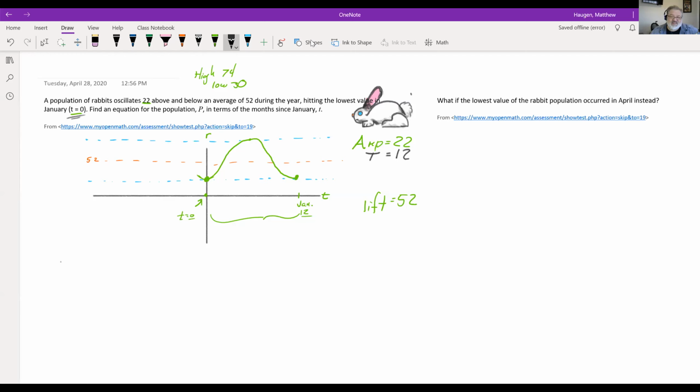Now, we could certainly have done time in years and called this our 0th January and our 1st January and our 2nd January and our 3rd January and so on, and made the period 1. That would not have been unreasonable, except we were told to do the problem in months. Fair?